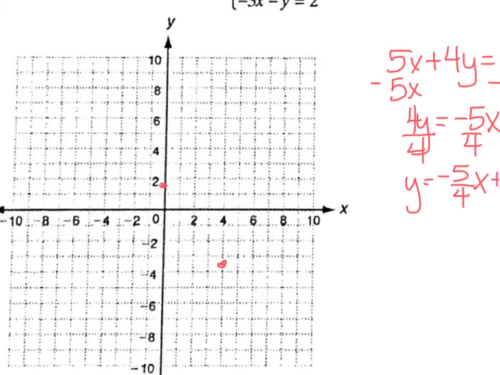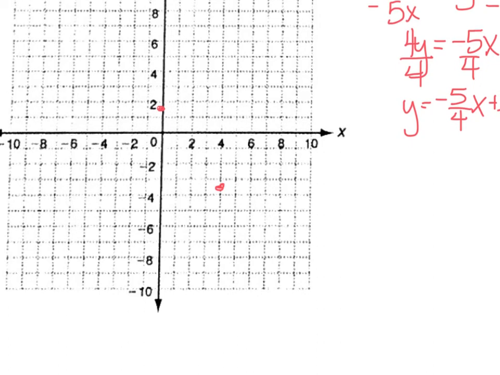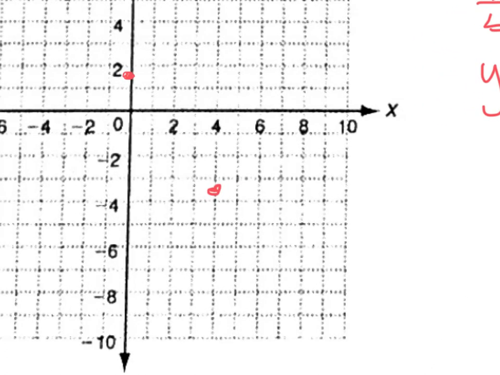And then one more time. One, 2, 3, 4, 5, and then to the right 4. Again, use your straight edge, please, to make a nice straight line.